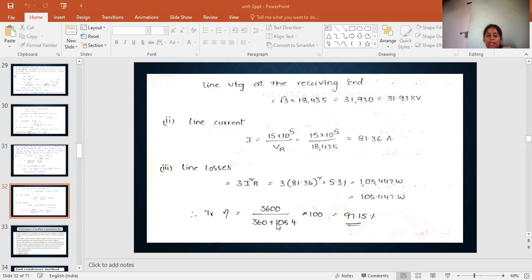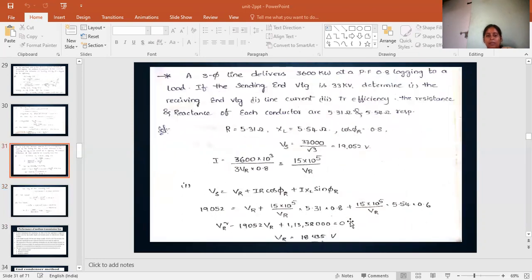the transmission line efficiency formula, that is PR by PS into 100. PR is 3600, so 3600 by 3600 plus 105.44, which is nothing but the losses. Here also 36,000, the 0 is present there. We can solve this problem and we get the value for the efficiency, which is nothing but 97.15.